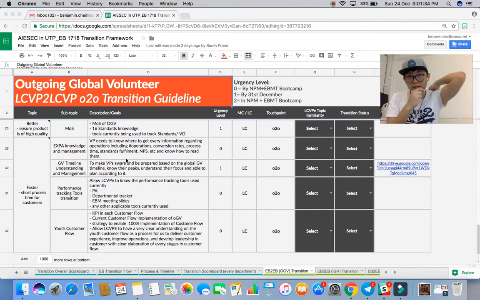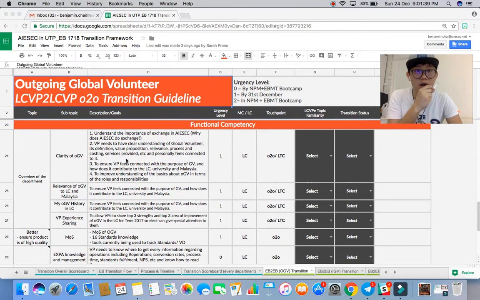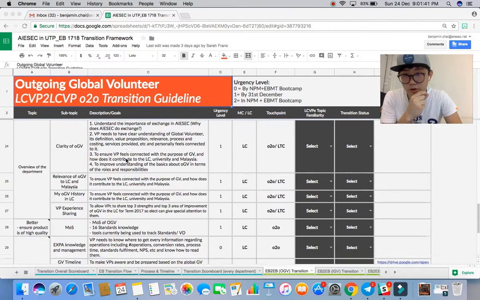Yeah, yep. So basically, these are the whole tools for functional transition for oGV. If you see, there actually isn't that many topics, but all of these are very important to be covered. Okay, so all the best to you in doing the transition. Bye.